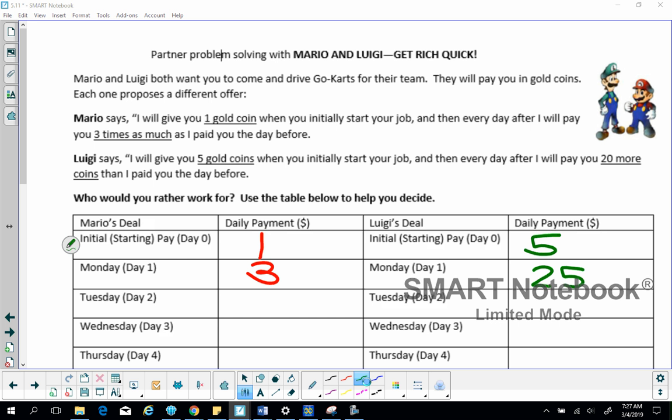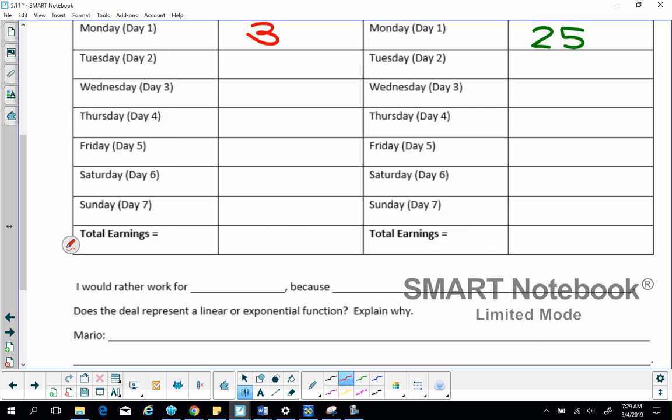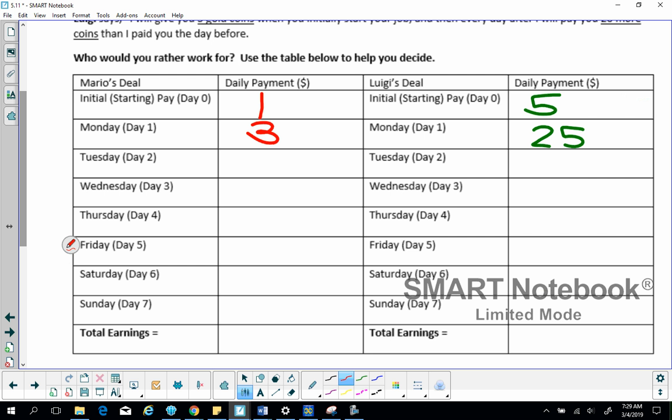So you're going to figure out the entire table. Mario's, what was his day 2? How many gold coins did he earn? Right here. 9. What about day 3? 27. What about right here?